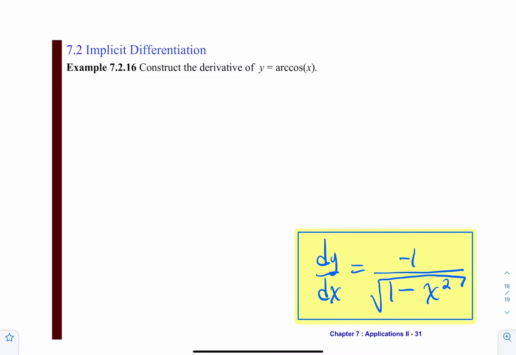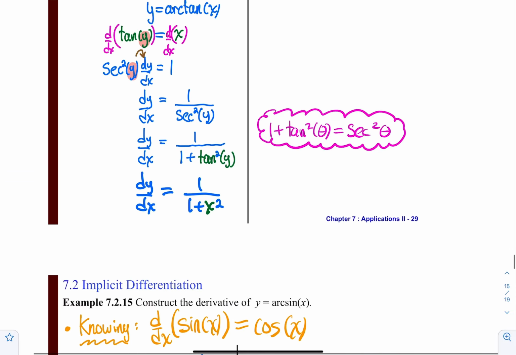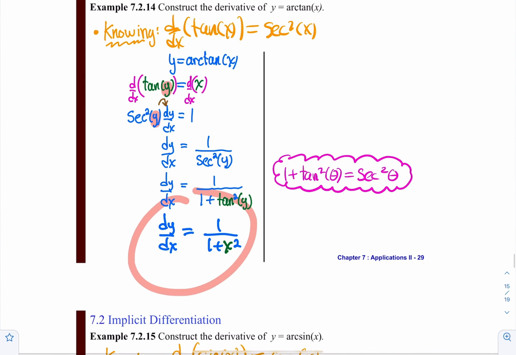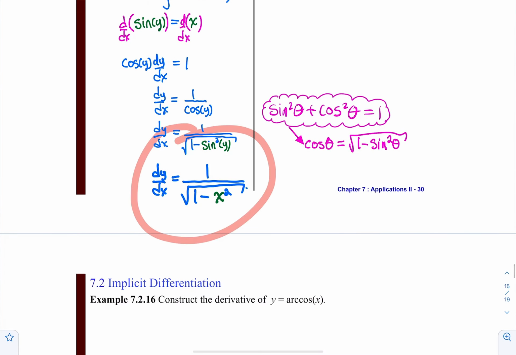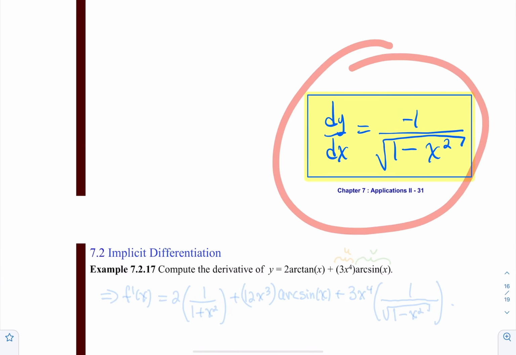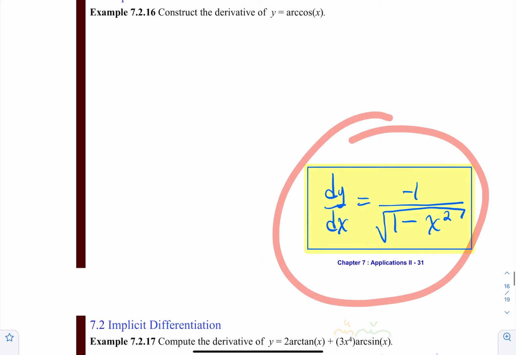It's a good exercise: the derivative of arc cos is minus 1 over the square root of 1 minus x squared. But at the end of the day, it's good to know where it comes from, but you also want to remember that these are now basic formulas. The derivative of arctan is 1 over 1 plus x squared. The derivative of arc sine is 1 over the square root of 1 minus x squared. And the derivative of arc cos is minus 1 over the square root of 1 minus x squared. So let's use these formulas in examples now.